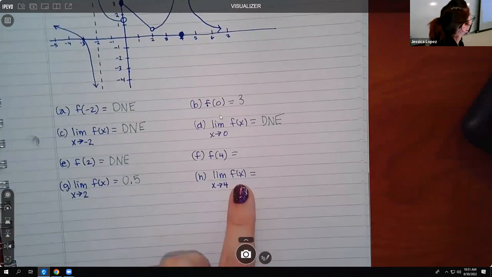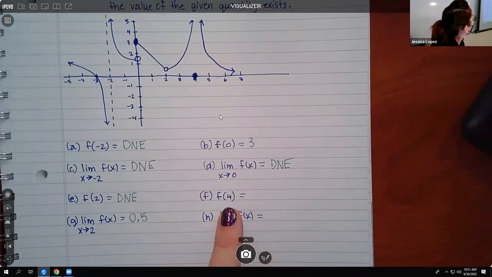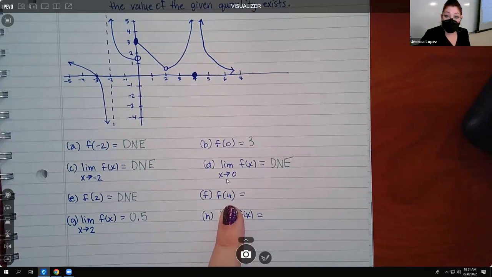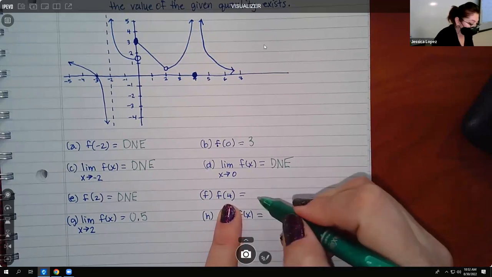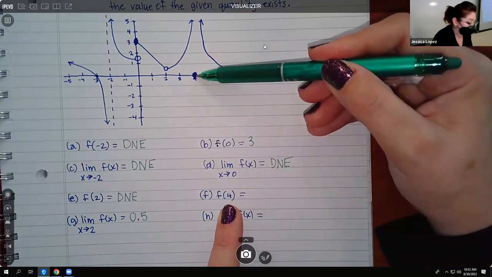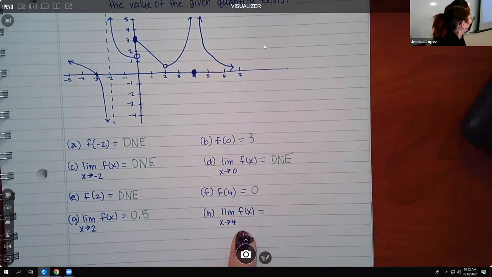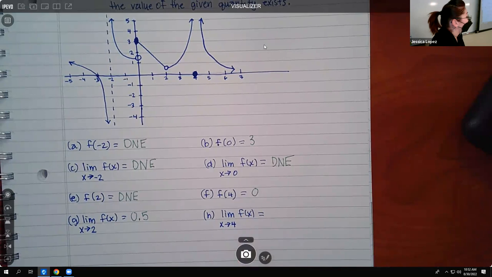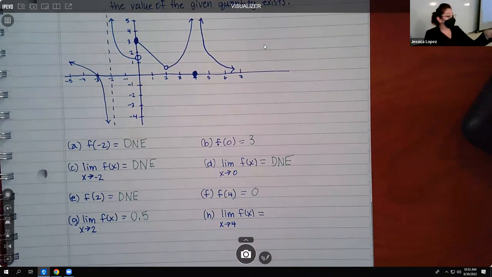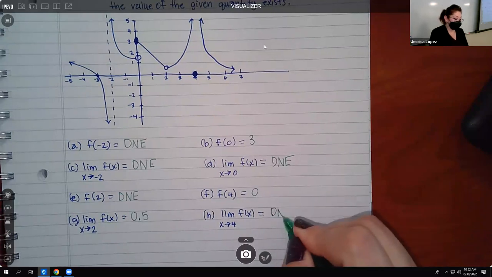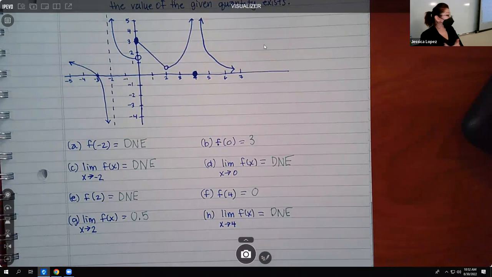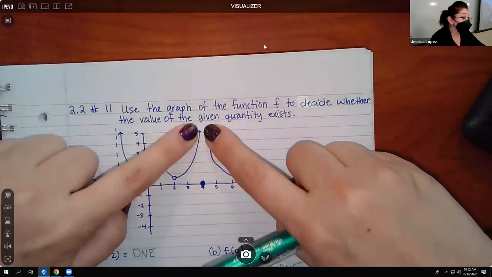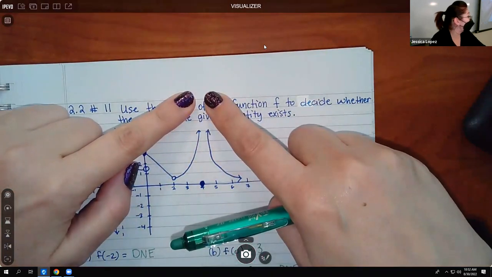Good. Here's the one that's the weird one. So what is f of 4? Yes, the y value there is 0. Good. Now, what is the limit as x approaches 4? That's where it's going to get weird. Because I hear infinity, and then I hear it does not exist. And depending on what section you're in, they're both correct. Okay? So if you're in 2.2, the answer is does not exist. But once we get to something called improper limits, the fact that these are going to the same place, they are both going to infinity, aren't they? And positive infinity.